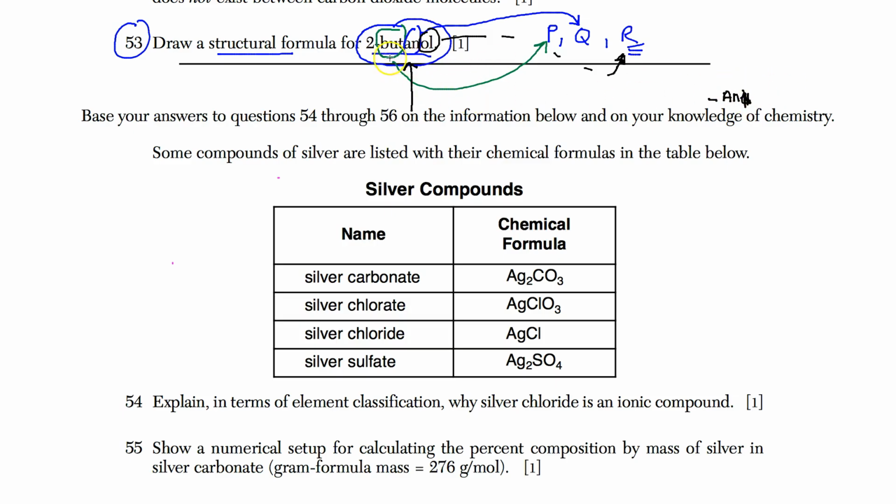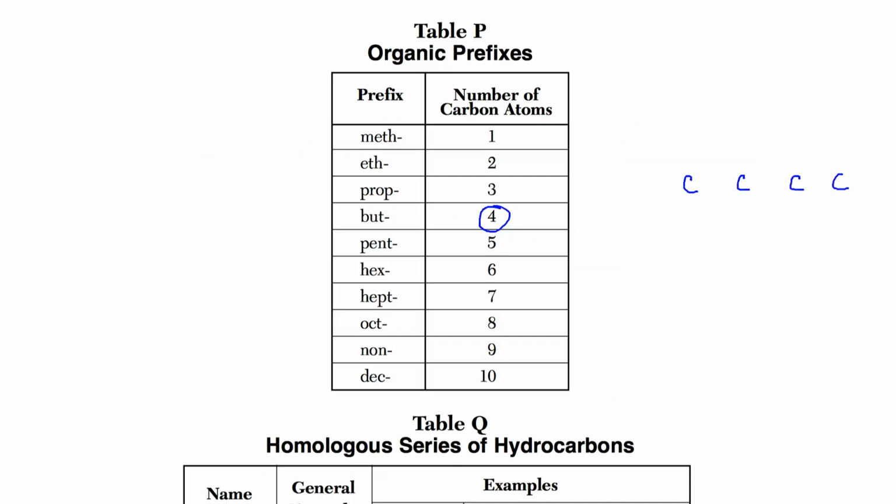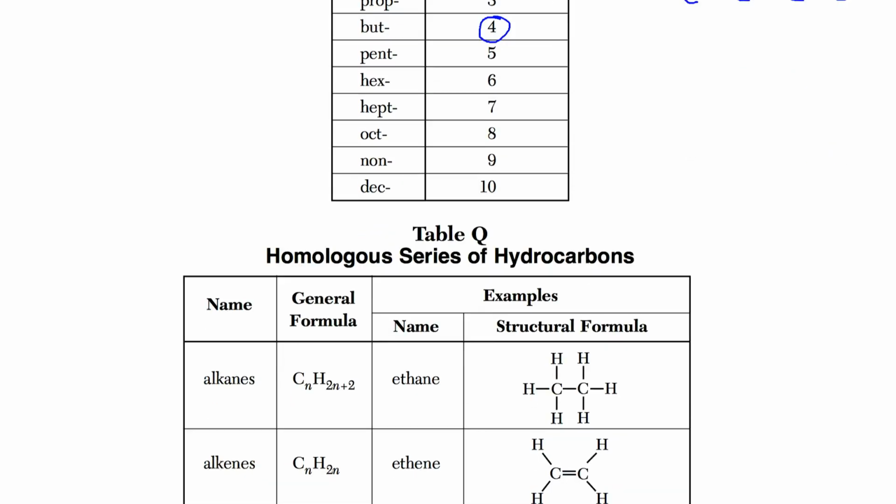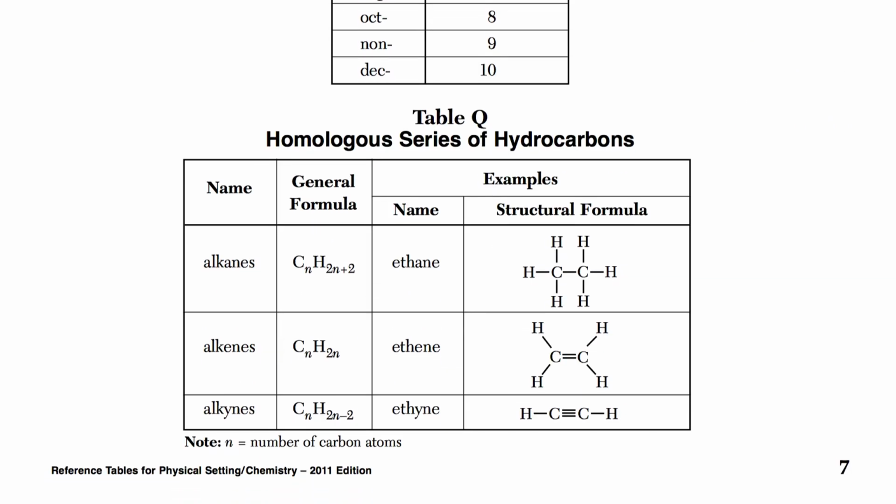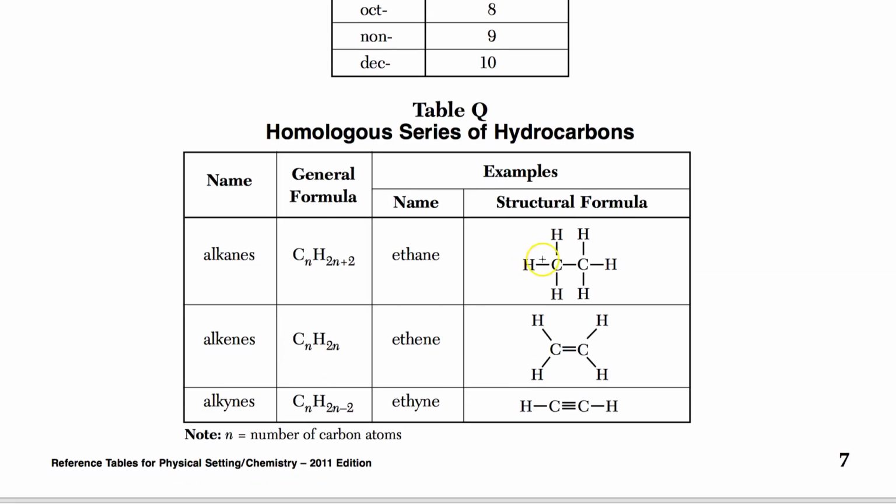So to know what kind of bonds exist between the carbons, we have to go to table Q. Let's go there. And table Q is a little lower than table P, so it's in the organic area. The reason it's organic is that we have carbon-based compounds. It's all about carbon. So we're going to go down to table Q, and table Q talks about the types of bonds that exist between the carbons.